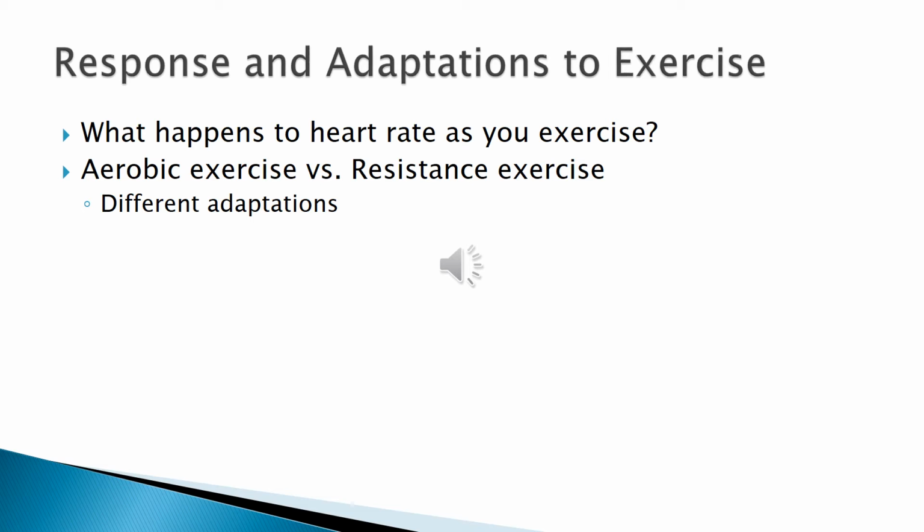So make sure you can understand the difference as far as what happens with the actual structure of the heart. And obviously, when a lot of people exercise, they do a combination of both to balance that out. But it's important to know the difference between those two adaptations.